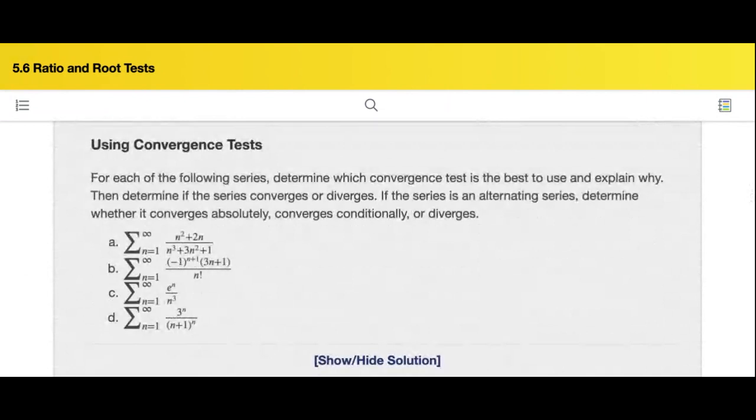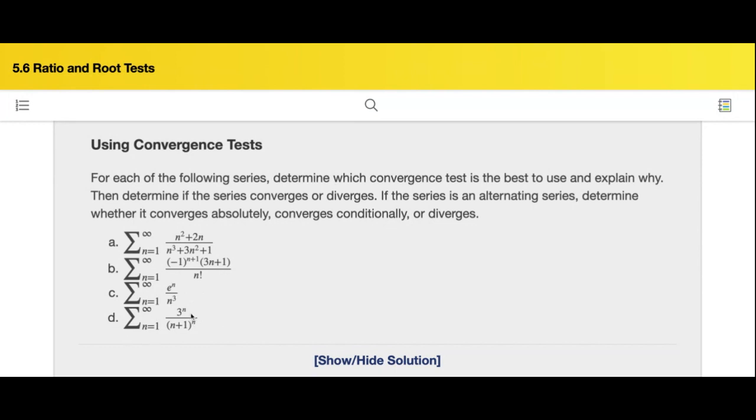Okay, let's see this one. We have this bunch. We have A, B, C, D. A, we have n squared plus 2n over n cubed plus 3n squared plus 1. The second one, we have an alternating series. The numerator is 3n plus 1, a linear function. The denominator is n factorial. C is e raised by n, over n cubed. And D is 3 raised by n over n plus 1 raised by n.